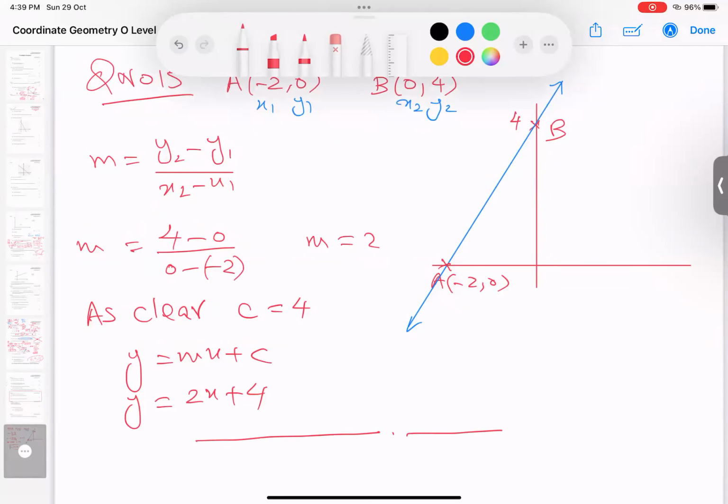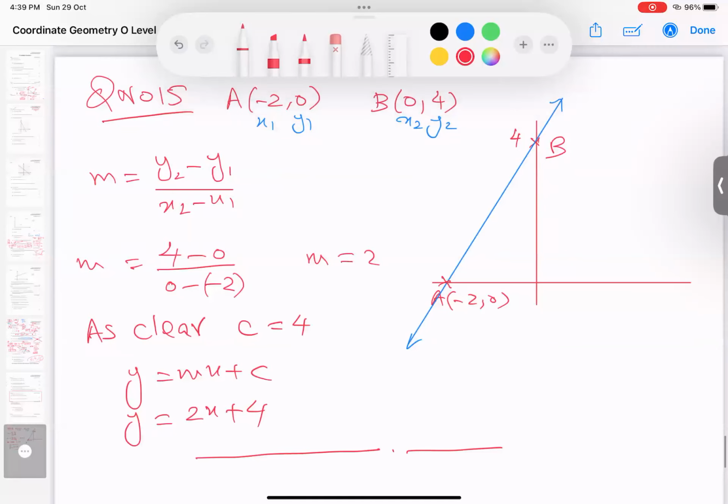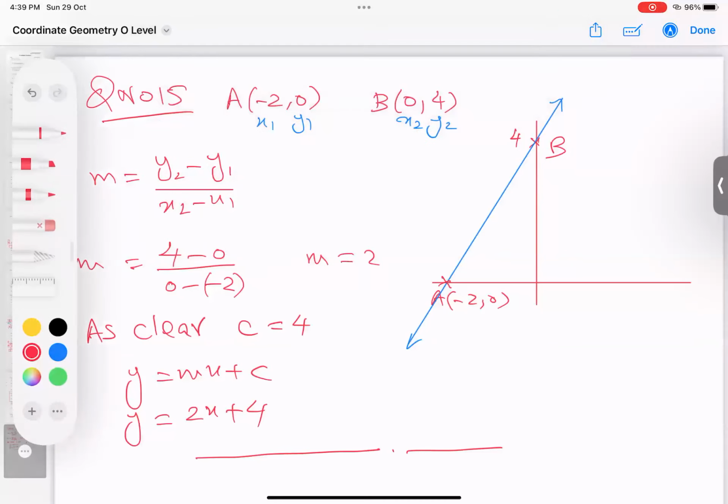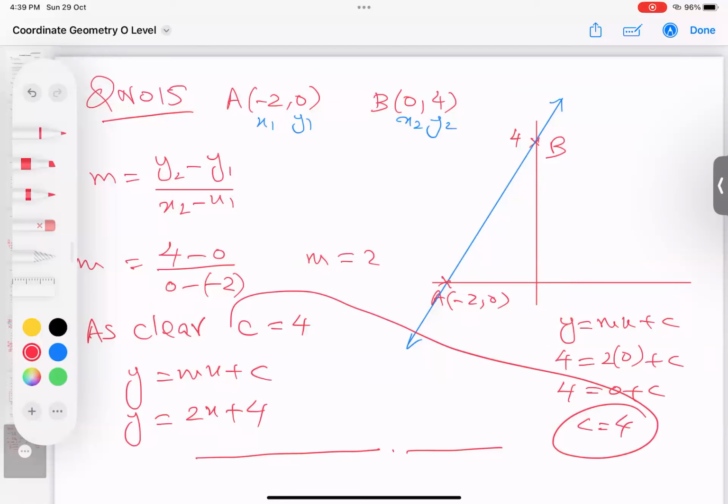But look, for your sake of understanding or for more clarity, I will just solve it. And what is that technique? I know that C is 4, but I'm solving it for you. Second method. So what is M? M is 2. I'm copying M. X value, I can take any point from here. Okay, I take this point. So X value is 0. Y value is 4. So 4 is equal to 0 plus C, so C becomes 4. You saw C become 4.